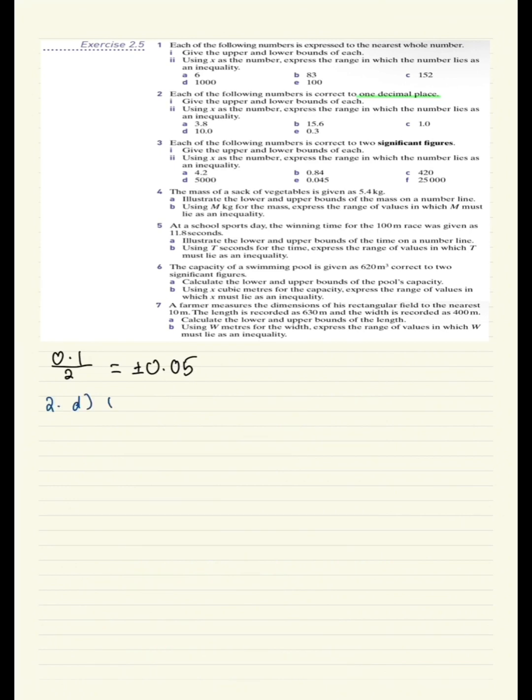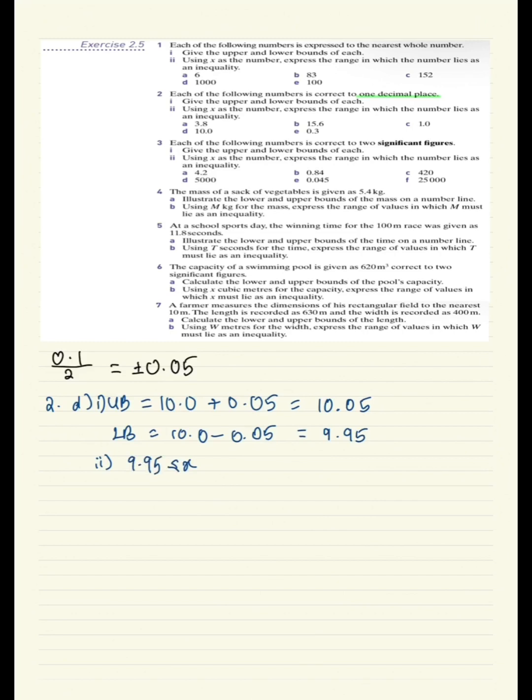Let's look at question D. 10.0 plus 0.05 to find the upper bound, and minus 0.05 to get the lower bound. To find the range, it will be more than or equivalent to 9.95 and less than 10.05.